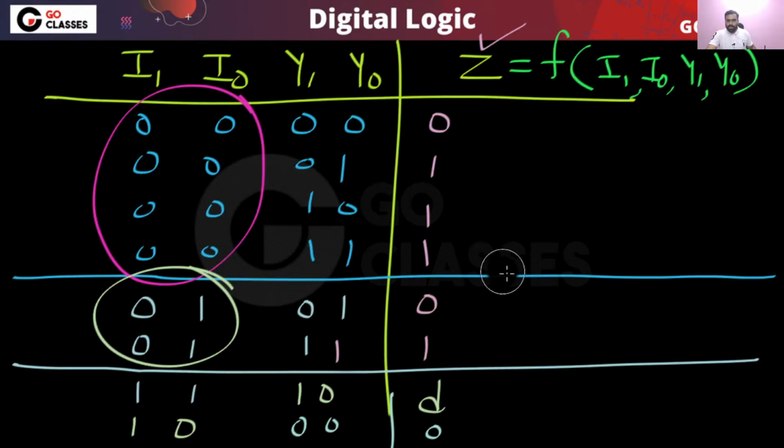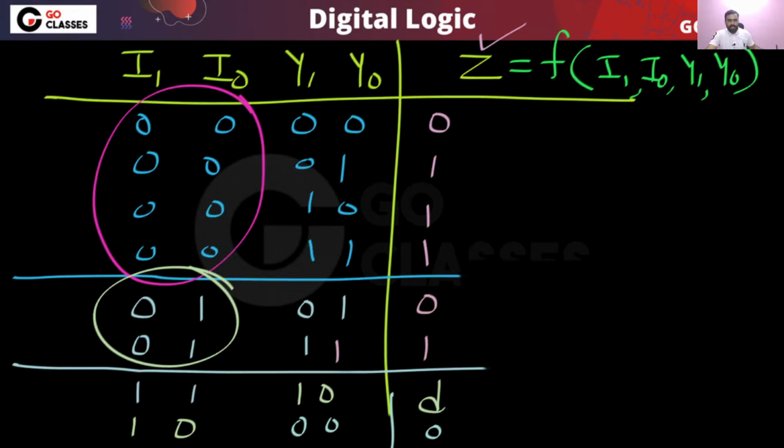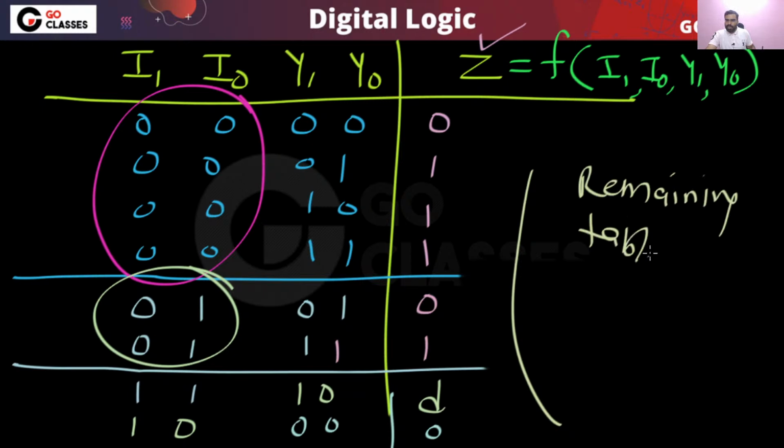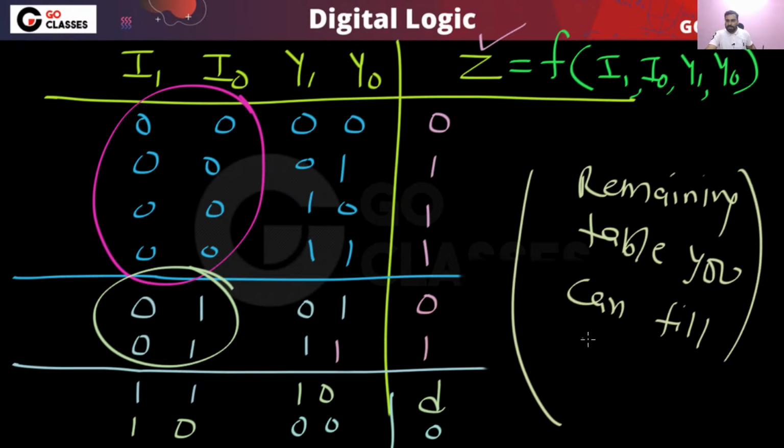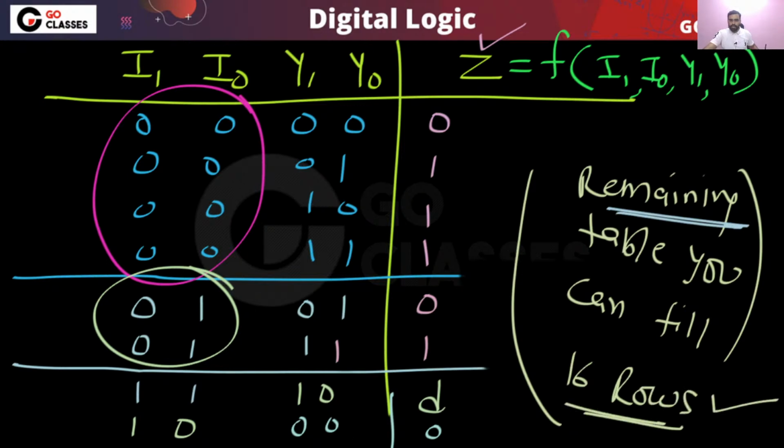Okay, the remaining table you can fill. I am not filling the complete table. Very simple, the remaining table I leave it up to you. Total 16 rows are there, so you can fill it.